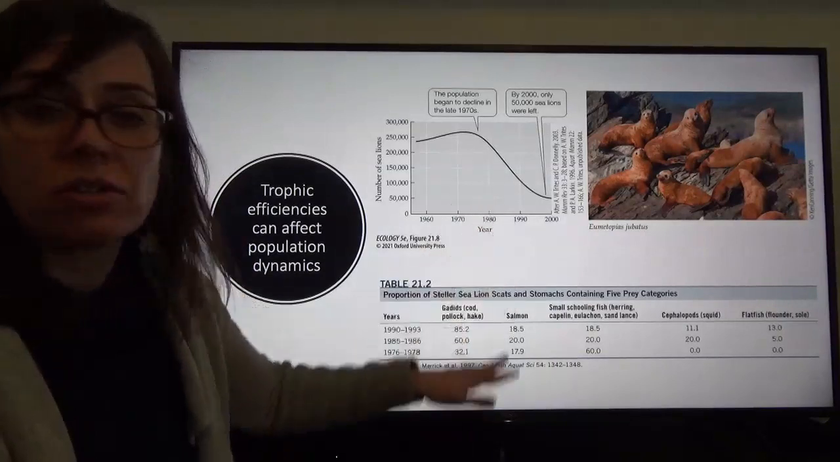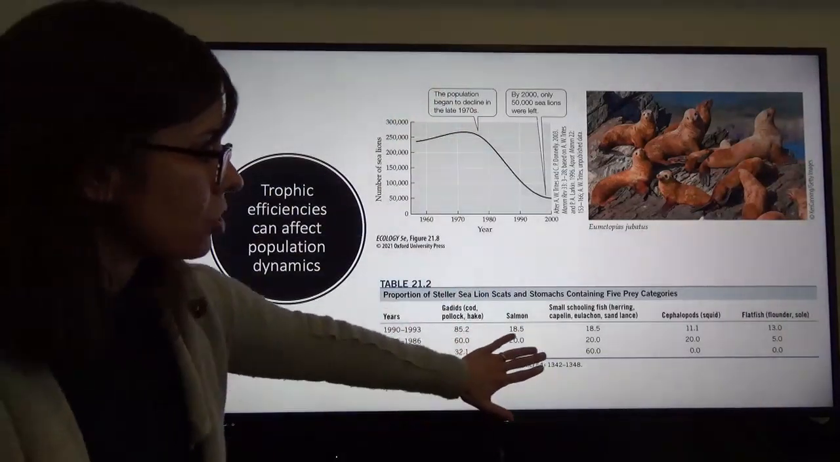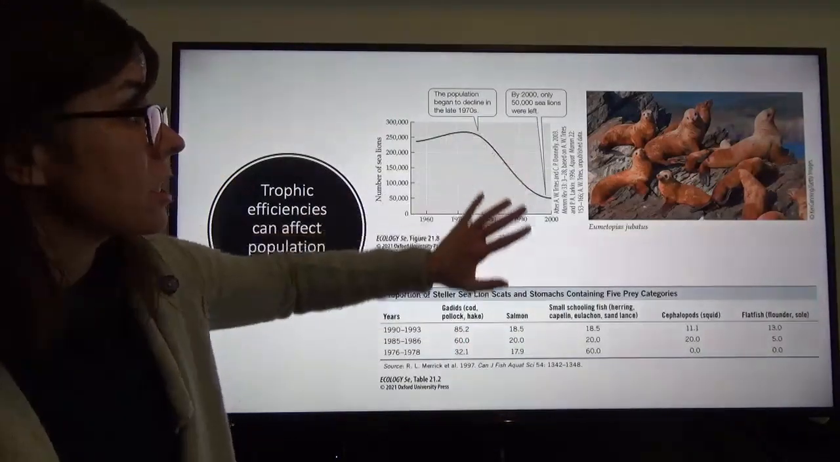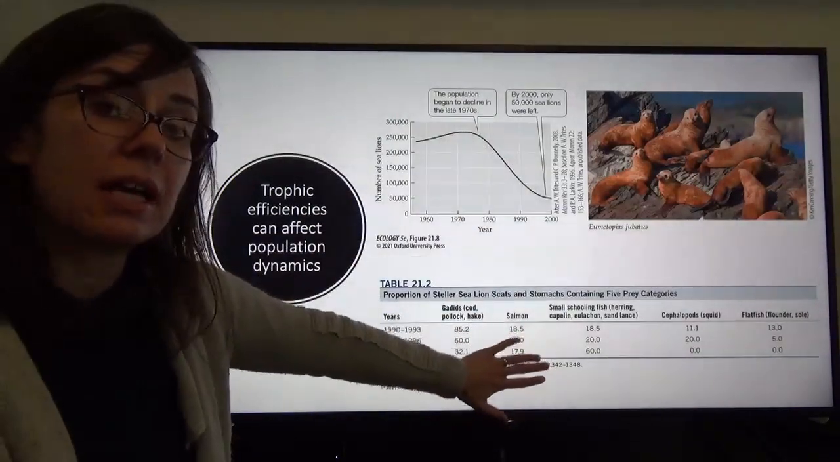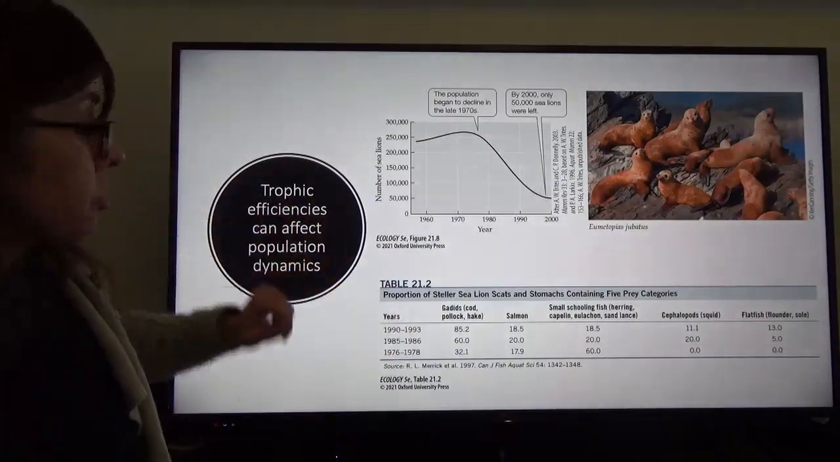There are some other factors, and your text gets into that, but this is just an example where we can think about how changes in the populations of prey can impact the populations of the predator via these trophic efficiencies.